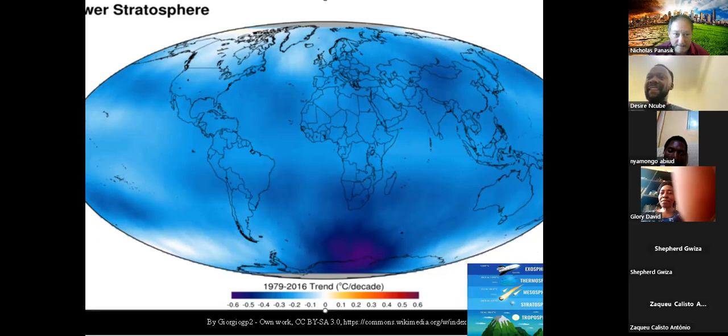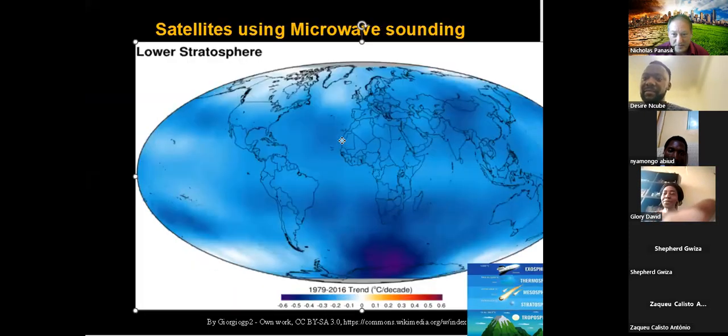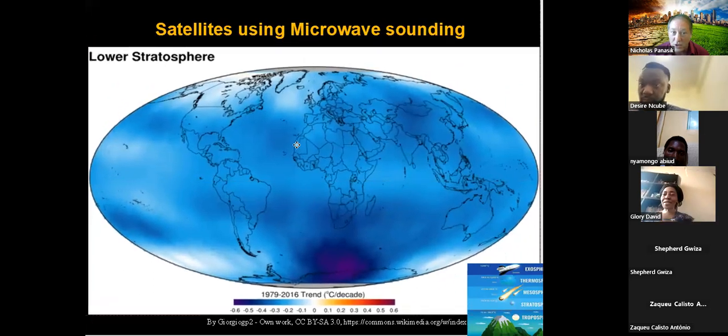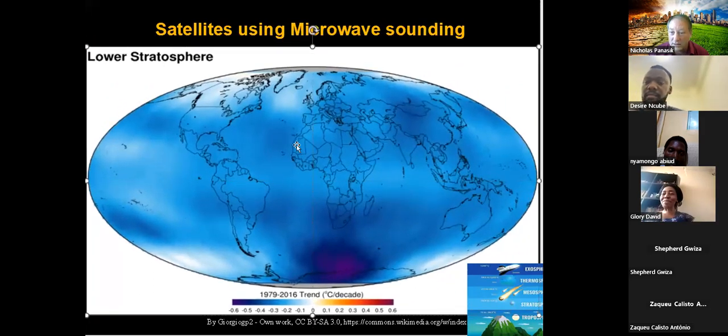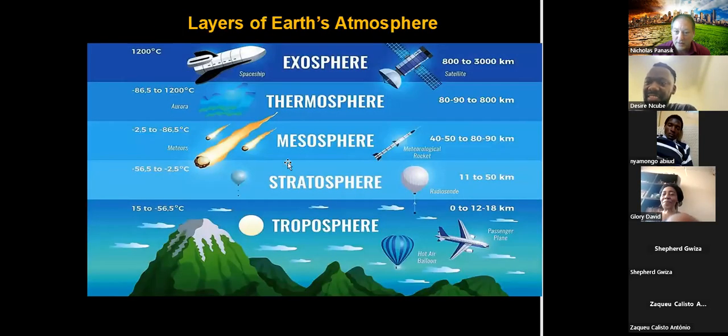Glory? Yeah. So this is clearly showing cooling, correct? Yeah. So we're not saying we're not warming. What are we saying isn't warming? The stratosphere, the lower stratosphere. Remember, that's a really specific region of our atmosphere, right over here.